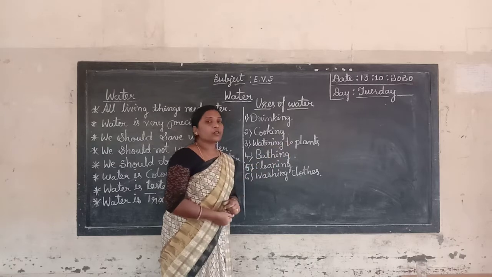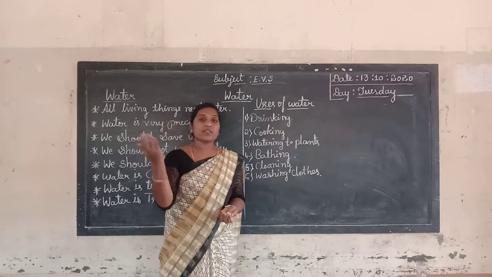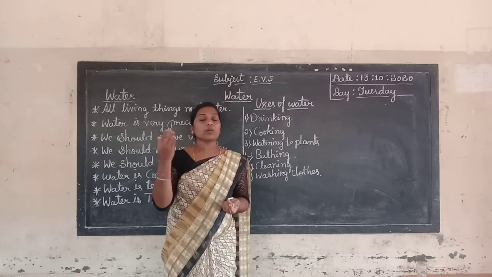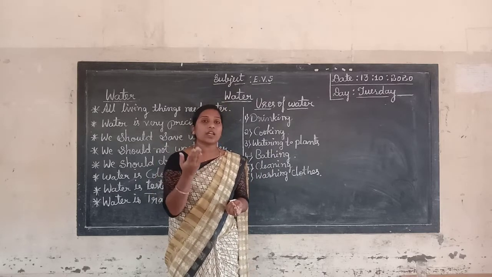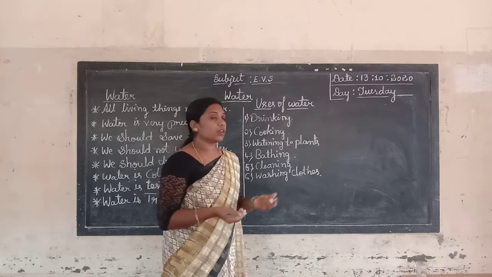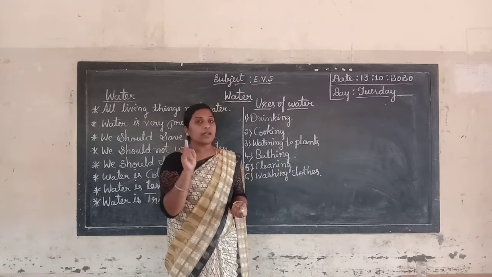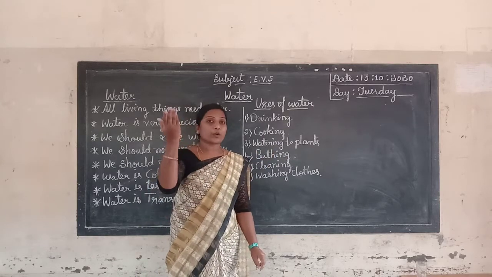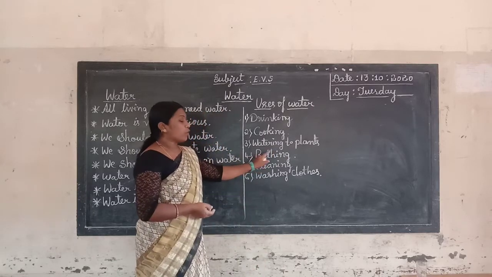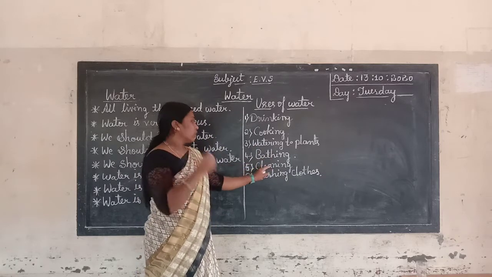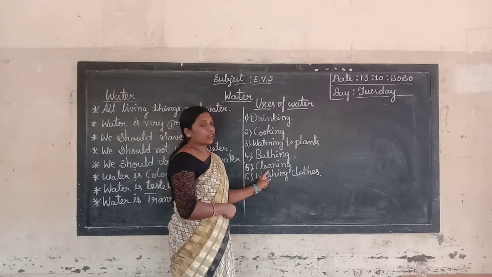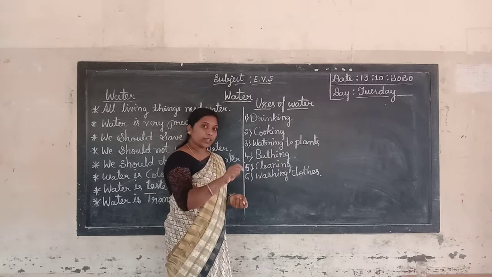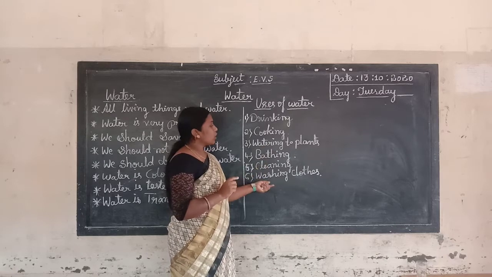So watering plants. Students, in the previous class you learned more information about plants. So plants are also living things. Without water, plants cannot live. Plants also need water to grow. So next, bathing. We use water for bathing. Next, we use water for cleaning. We use water for washing clothes.